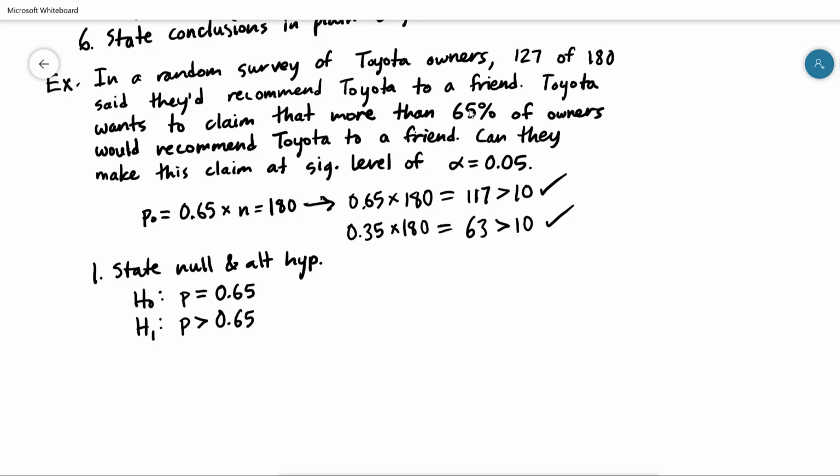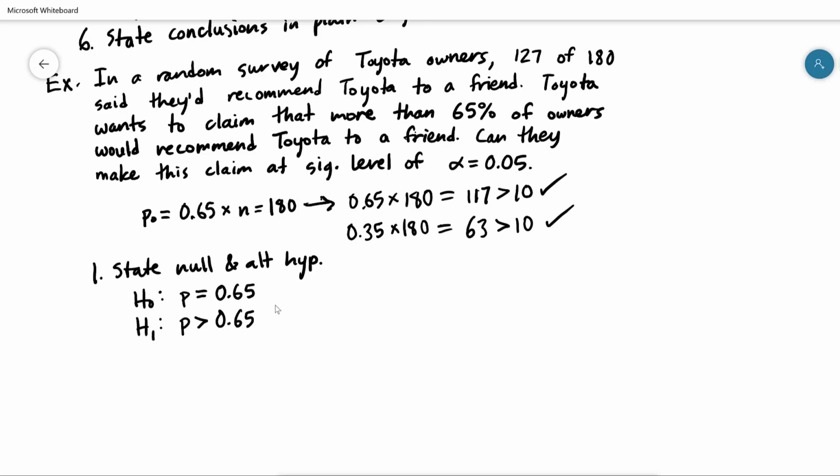If anything less than 65% of Toyota owners would recommend to a friend, then their claim is false. If anything more than 65% of owners would recommend to a friend, then their claim is true. So the number needs to be 0.65. It's the cutoff number between their claim being false and true. That means this number has to match.